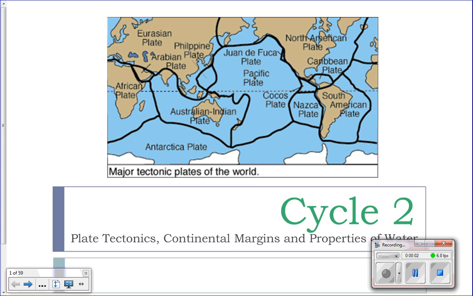Okay, so this cycle we're looking at the properties of water, like I said a little bit earlier, because the oceans are filled with water, and the way that water acts affects everything that lives there. So we need to look at the properties of water, and then we're also going to look at plate tectonics and continental margins. Okay, plate tectonics affects the profile of the sea floor, which will affect where things can live. And then the continental margins, those are the edges of the continents that actually stick into the ocean, and we'll talk about different places on the continental margin.